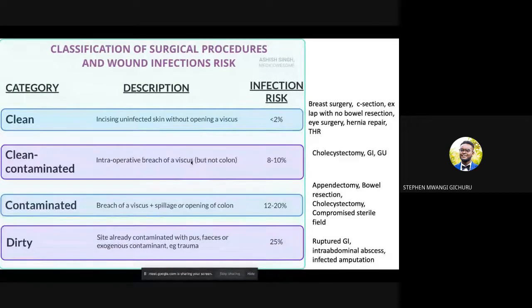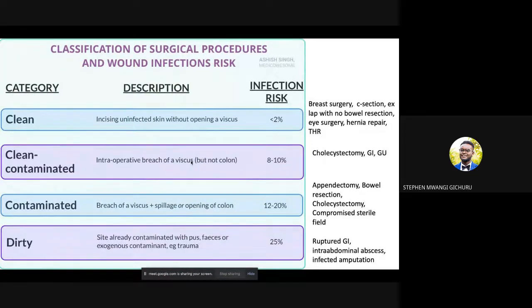So now you introduce contamination into your field. Maybe it was a clean surgery, maybe you're just doing a breast surgery, or even a total hip replacement, and then your equipment fell on the ground, and you still have to continue surgery. So you pick up the equipment. I've seen this happening in public hospitals. They pick up the equipment, pour spirit, and continue. In that case, the wound has moved from clean to contaminated officially.